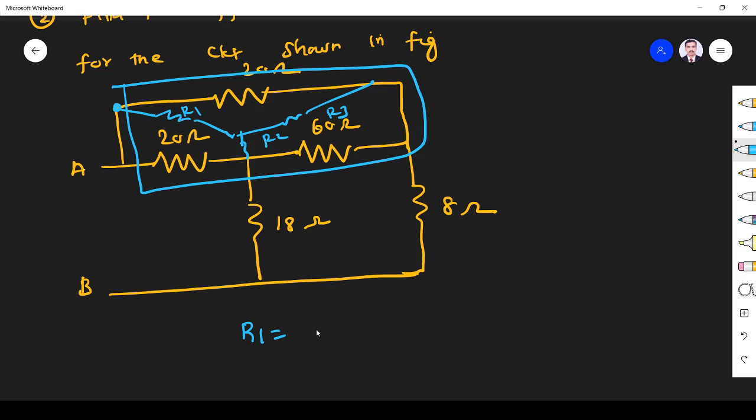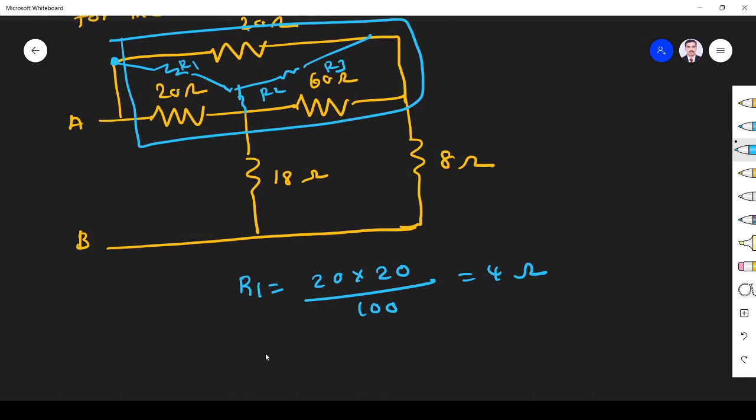20 and 20, divided by total resistance. This is 20, this is 20, 40, this is 60, 100. So it is 4 ohm. Okay. Similarly, you see what is R2.